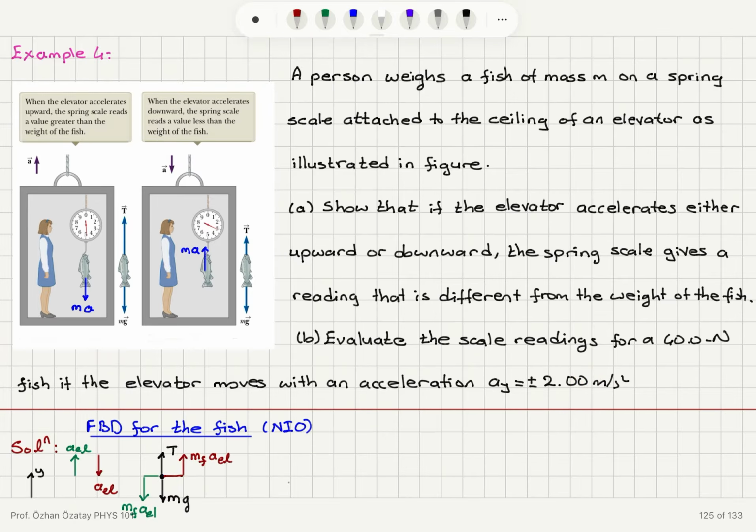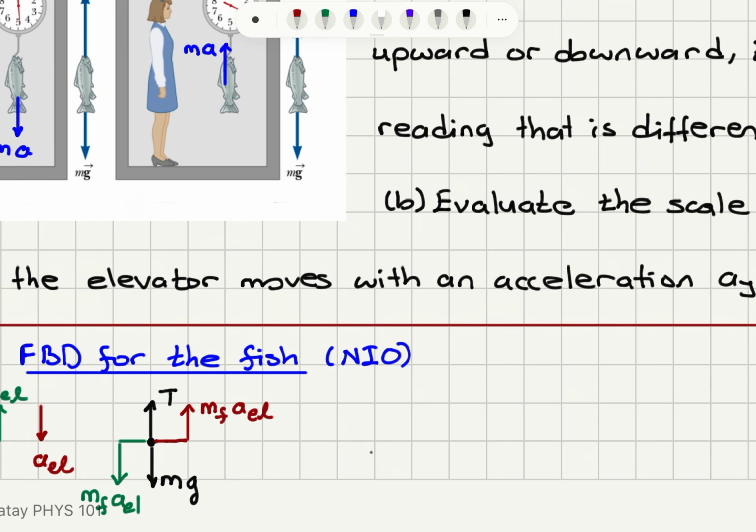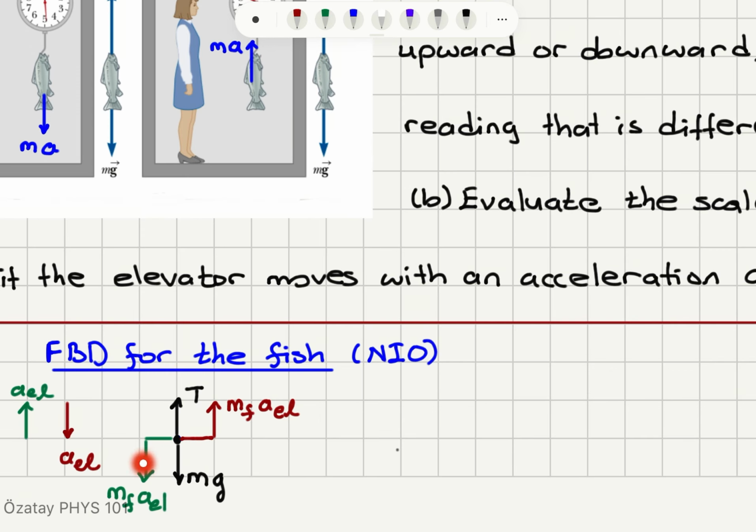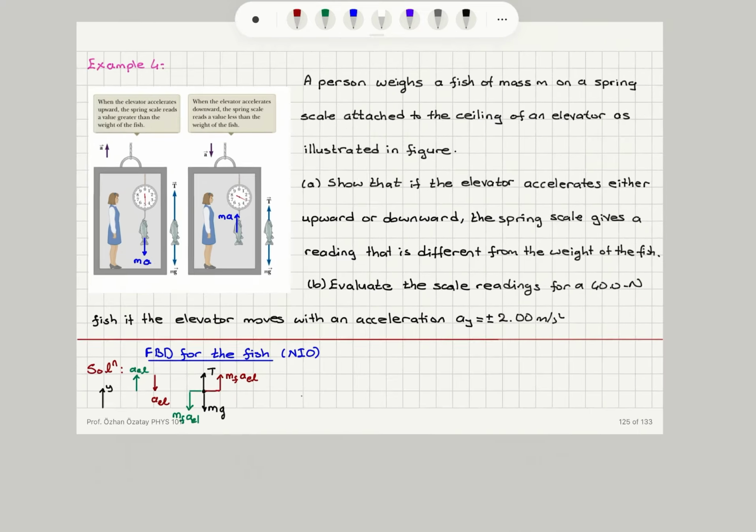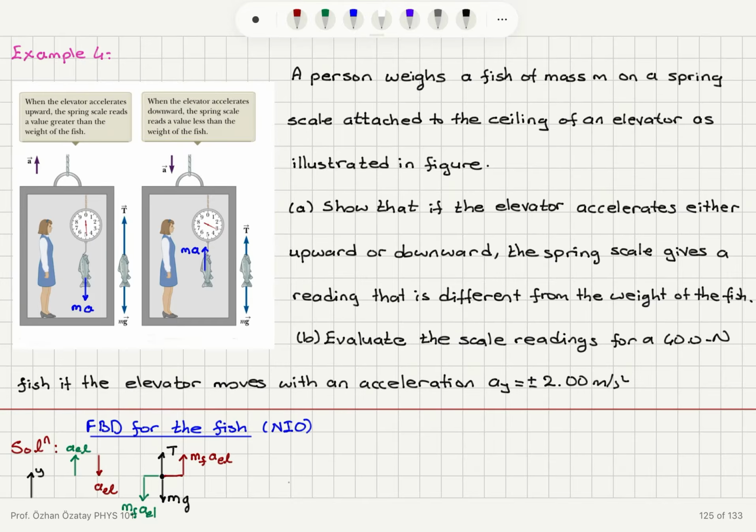Now, when we look at the free body diagram for the fish, there is the tension pointing up, there is the weight, and we have two scenarios. When the elevator is accelerating upward, we have a fictitious force, mass of the fish times acceleration of the elevator, pointing down. If the acceleration of the elevator is down, the fictitious force points up. And we are looking at this from the point of view of this non-inertial observer who is in the accelerated reference frame. Now the net force on the y-axis must be equal to 0 because the fish is not moving with respect to the non-inertial observer.